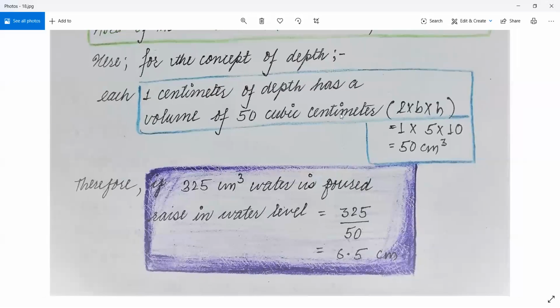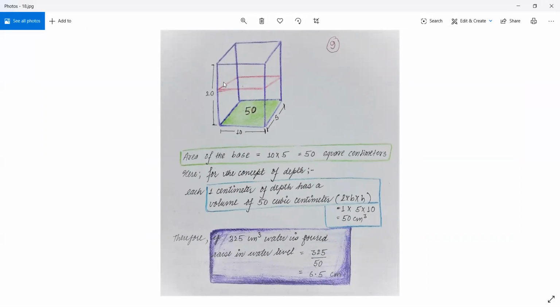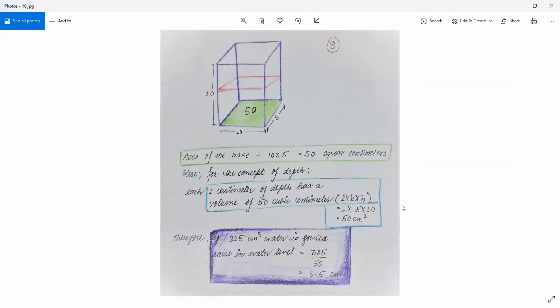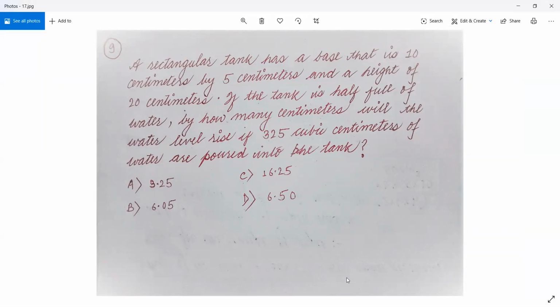So that means we don't care whether it's half full or fully full. The question has asked what will happen in this tank when you pour the 325 cubic centimeters of water. So when you pour 325 cubic centimeters of water in this tank, obviously it will rise up to 6.5 centimeters in height. So you just need to divide 325 by 50, and you'll get your answer, 6.5 centimeters, that is option D. Okay.